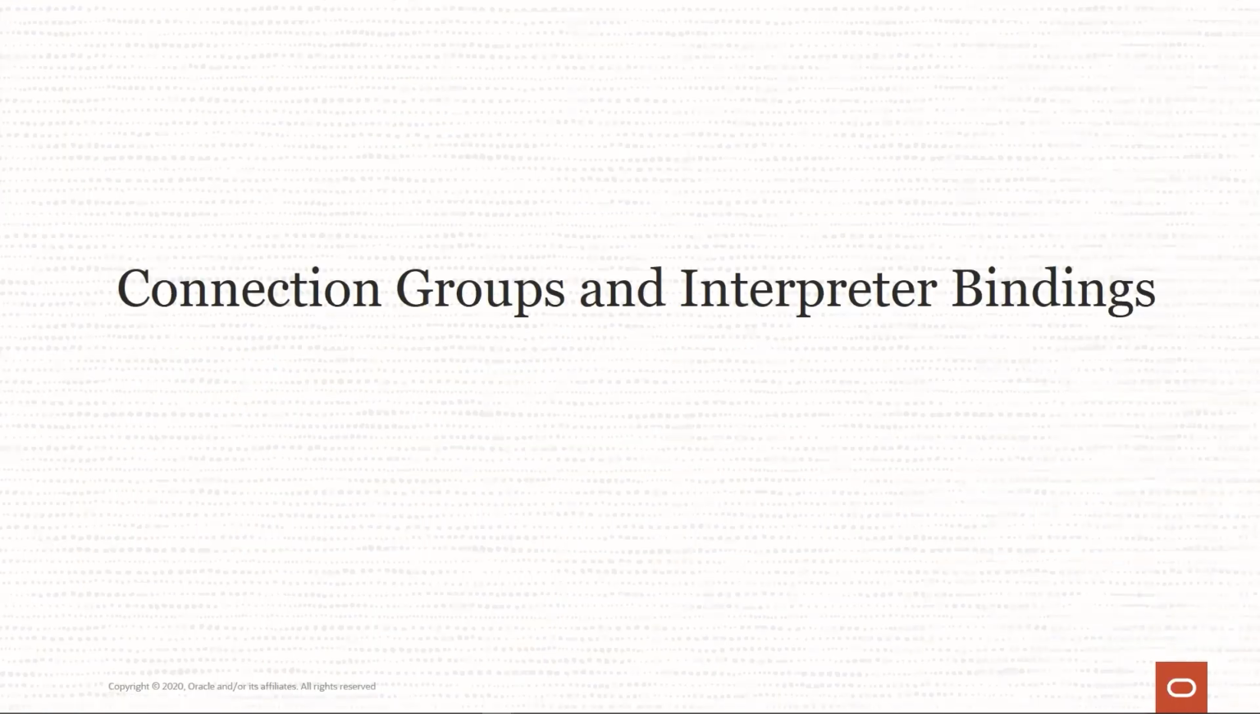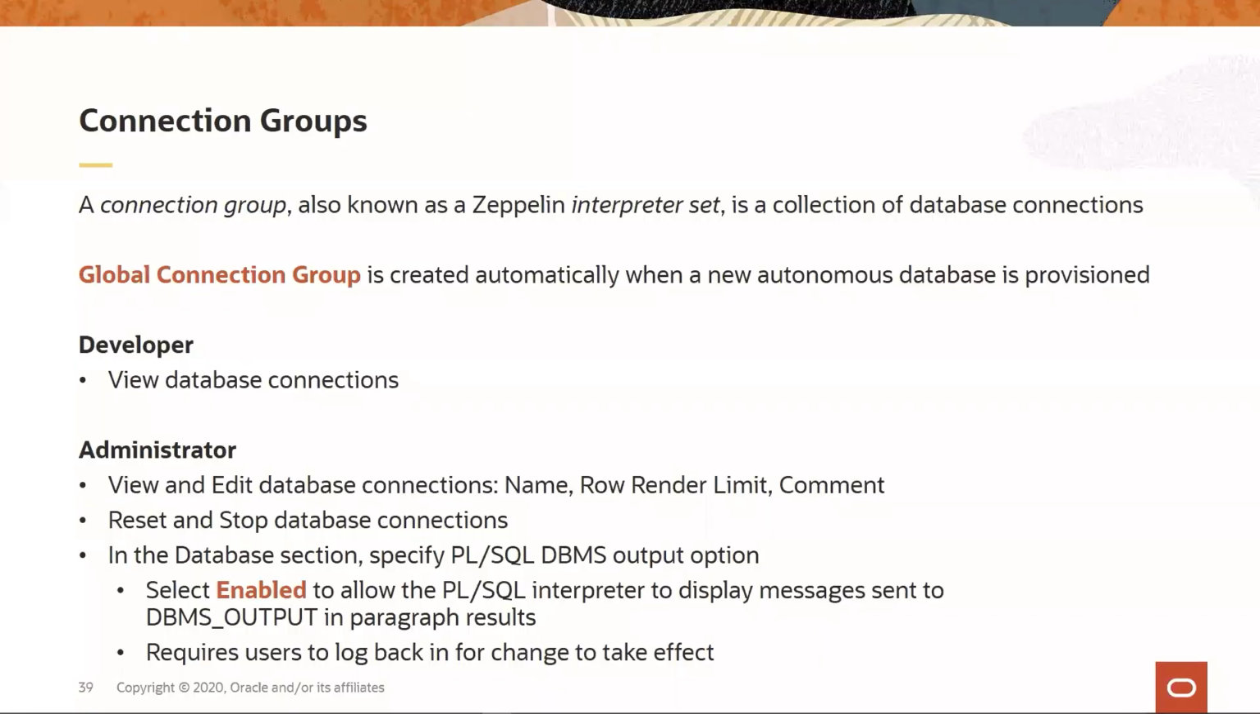Connection groups and interpreter bindings. So we're going to move on to another important topic, because as I mentioned at the outset, this tells us how we can interact with the PDB, the pluggable database that is supporting our autonomous database. So with connection groups, these are also known as Zeppelin interpreter sets. So if you're familiar with Zeppelin, that might be a more familiar term for you. But it's basically a collection of database connections. So we have a global connection group, and this is created automatically when a new autonomous database is provisioned.